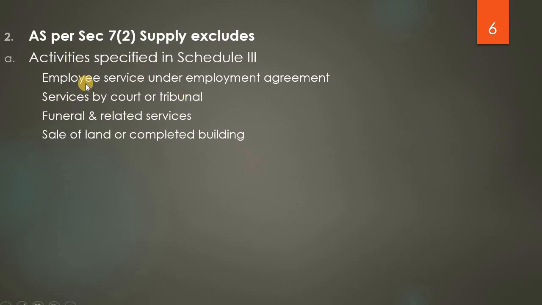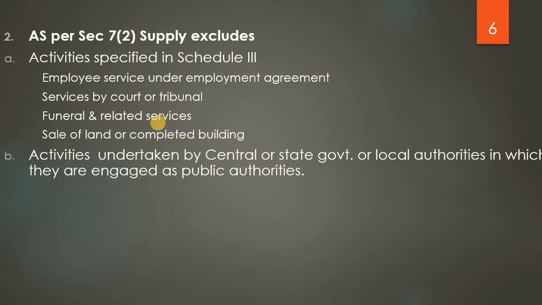So what is that? The first one is employee service under an employment agreement. That is excluded from supply. Then services by a court or tribunal are also excluded. Then funeral and related services are also excluded from supply. Then sale of land or completed building is also excluded. There are many other services and goods which are excluded from the meaning of supply.